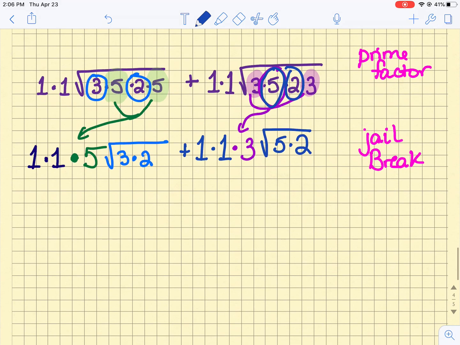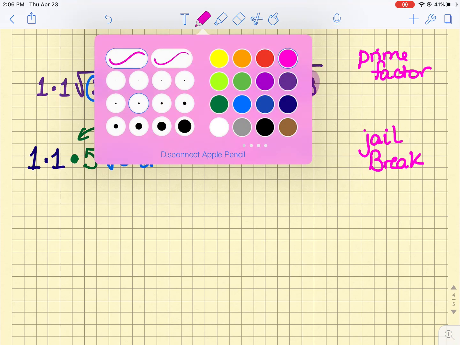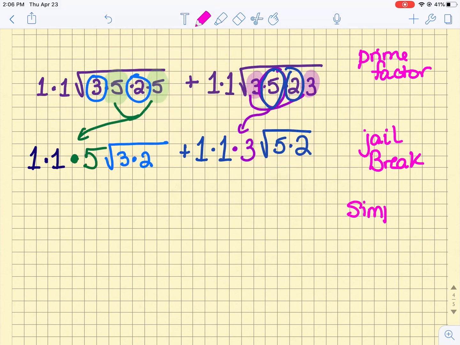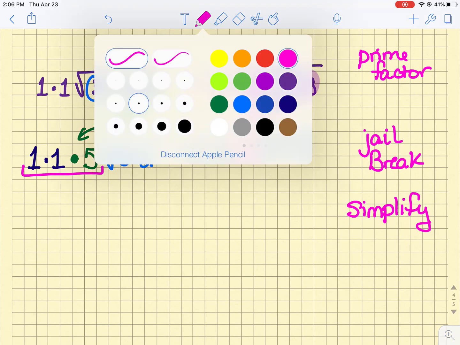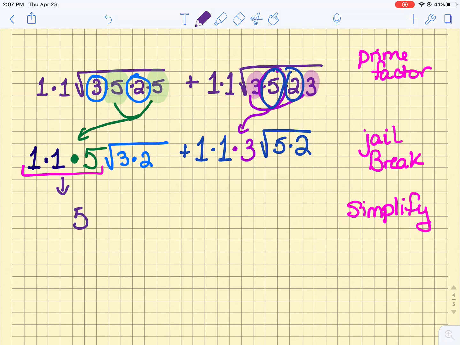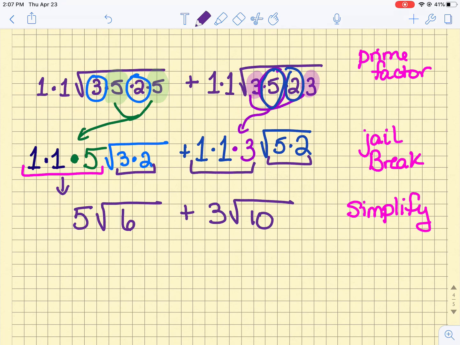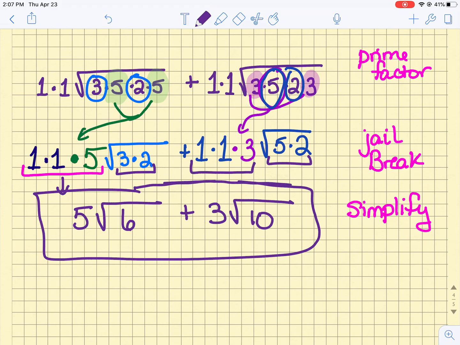And again, at any point you could start combining some of these steps. And then we're going to simplify. Whatever can be simplified, we're going to simplify. So 1 times 5 is 5. That's my outside visitor. 3 times 2 inside is 6. 1 times 3 is 3. And then on the inside's 5 times 2, which is 10. And that's my answer, because square root of 6 can't go with the square root of 10.